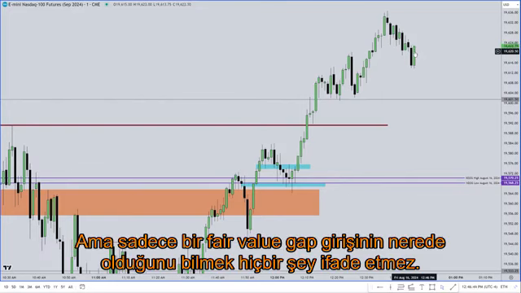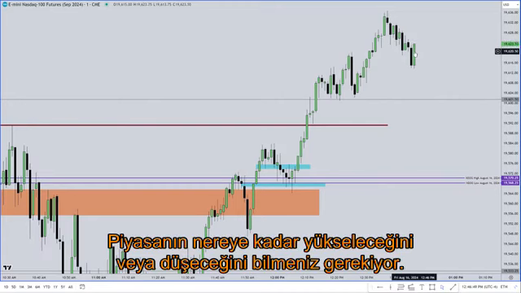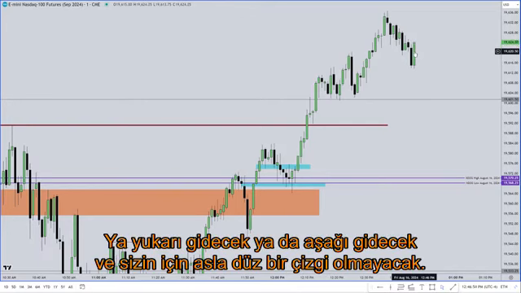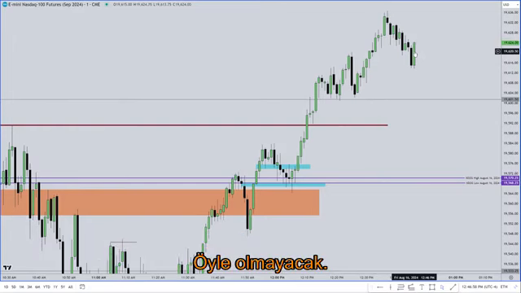But just knowing where a fair value gap entry is doesn't mean anything. You have to know where the market's going to grow up to or reduce down to. It's going to go up or it's going to go down. And it's never going to be a straight line for you. It's not going to be like that.